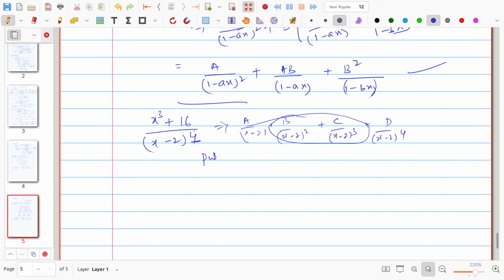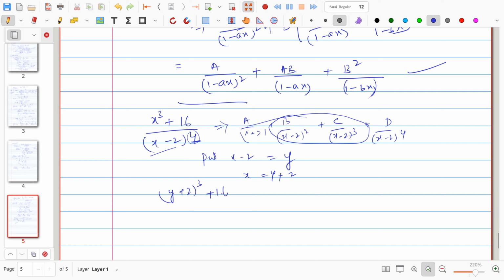Okay, if the fourth power is given, then what you have to do is assume x minus 2 as y. Assume x minus 2 as y, and then x is y plus 2. Then we can write x cube as (y plus 2) whole cube.